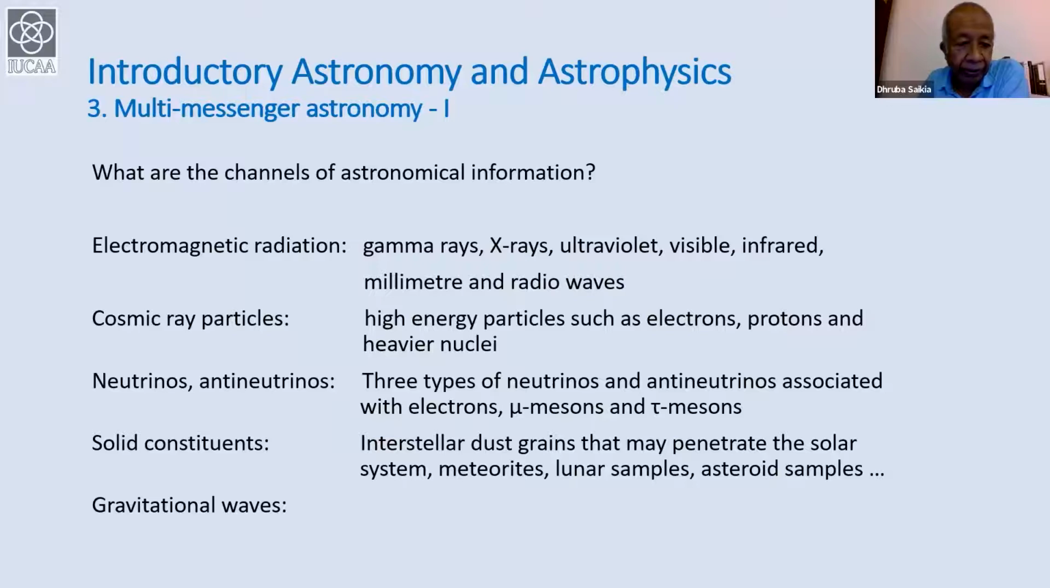The other aspect is neutrinos and antineutrinos. There are three types of neutrinos and antineutrinos associated with electrons, mu mesons, and tau mesons. These have been very important in trying to understand, for example, the standard solar model and models of stellar evolution. Again, we'll look at neutrinos in more detail, but their interaction cross-section is extremely small, so it is very difficult to actually detect neutrinos.